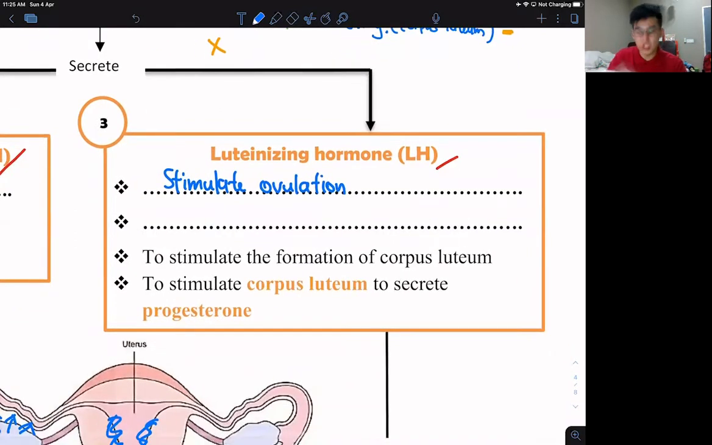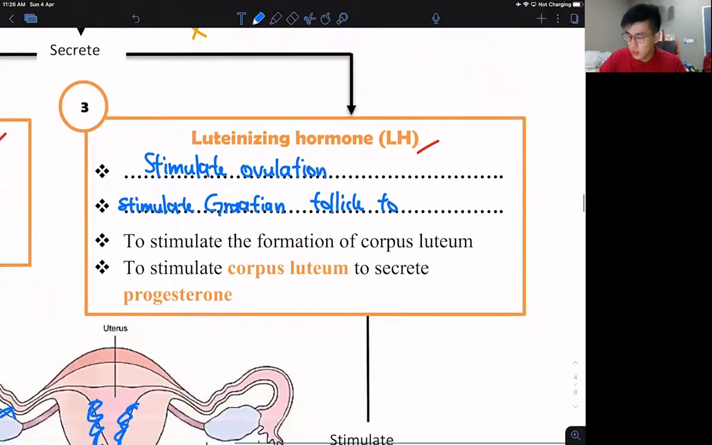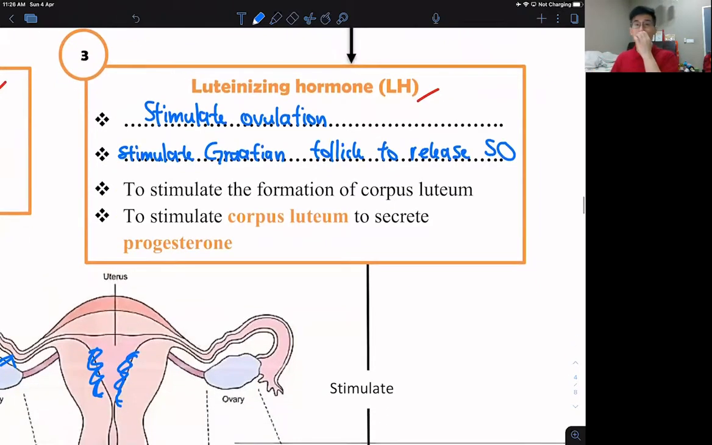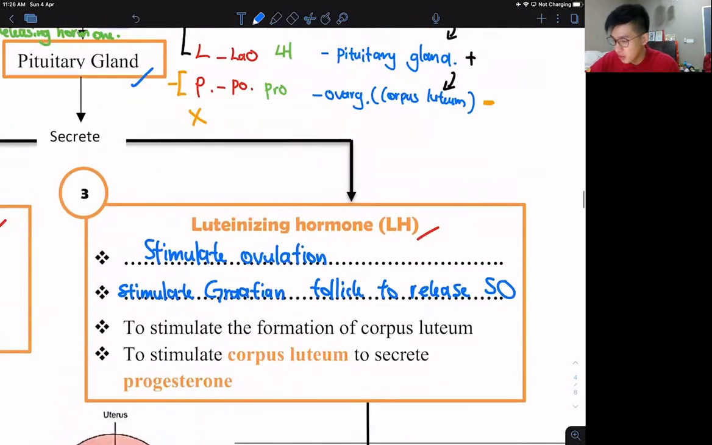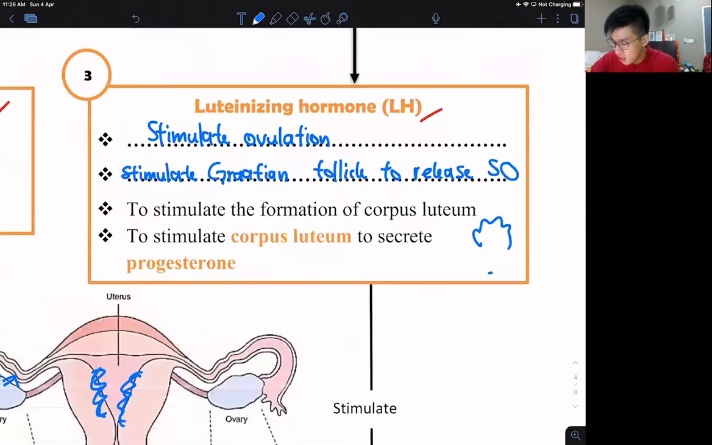So here I actually got one more explanation, which is just now really explained already. The LH basically will stimulate the Graafian, G must be capital, Graafian follicle to release the secondary oocyte. Okay, write short form here, secondary oocyte. Which is this process, remember, the Graafian follicle, okay, I draw here, releases the secondary oocyte. So this is called ovulation.